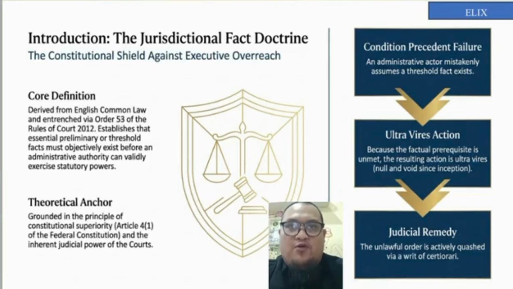If the authority wrongly assumes that the condition exists, its decision may be ultra vires, meaning it is beyond the authority given by law. The court may then review and quash the unlawful decision through certiorari. The doctrine is also connected with Article 4, Clause 1 of the Federal Constitution, which supports the principle of constitutional supremacy. Therefore, an administrative authority cannot simply create jurisdiction for itself by making an incorrect finding about a factual requirement.